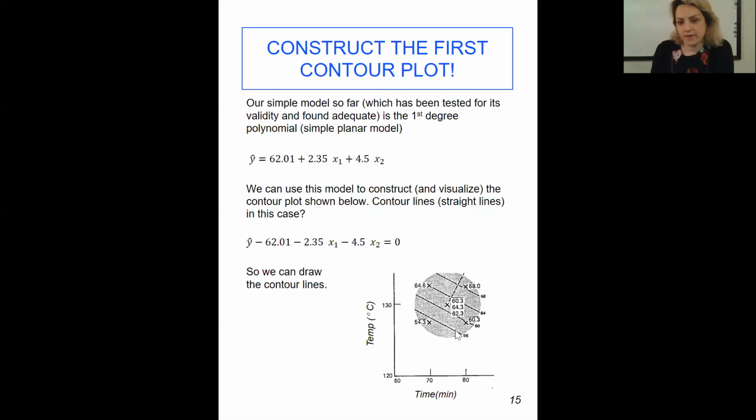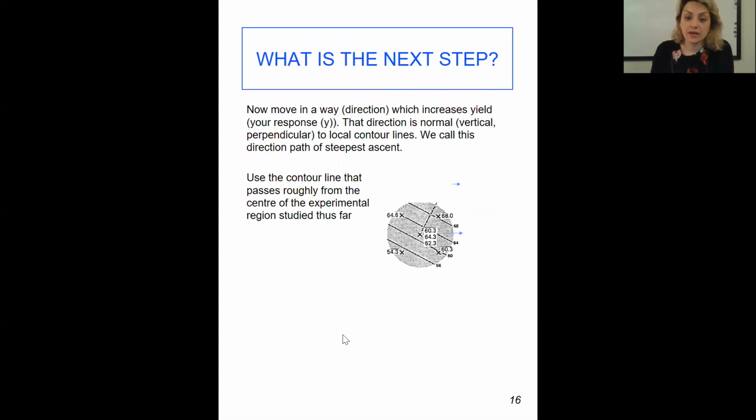Center points, which was 7 ones, right? Then here we want to move in the direction in which our yield is increasing. Look at here, we have 56, 60, 64, 68. So we want to go in the direction that our response is increasing. That direction is normal, vertical to the local contour lines. We call this direction the path of steepest ascent.